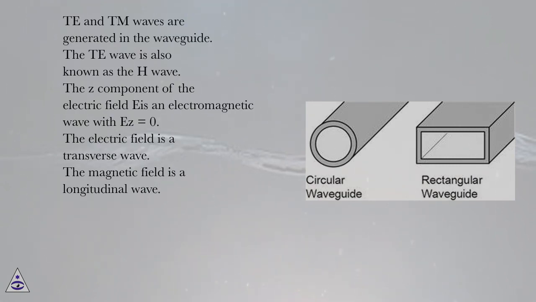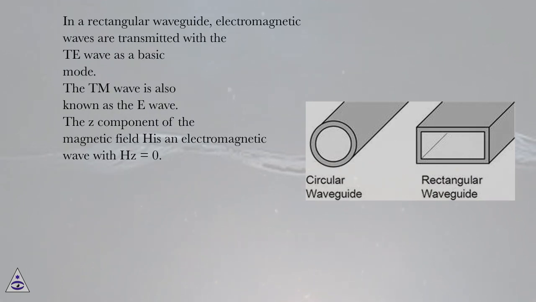The TE wave is also known as the H wave. The Z component of the electric field is an electromagnetic wave with Ez equals 0. The electric field is a transverse wave. The magnetic field is a longitudinal wave. In a rectangular waveguide, electromagnetic waves are transmitted with the TE wave as a basic mode.